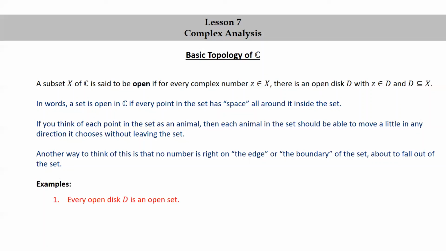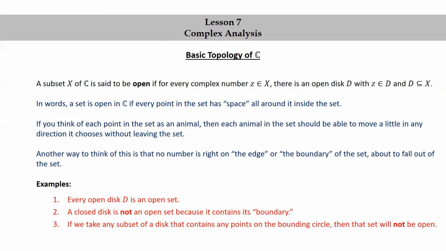Let's look at some examples. Every open disk D is an open set. To see this, simply observe that if Z is in D, then D itself is an open disk with Z in D and D a subset of D. A closed disk is not an open set because it contains its boundary. If we take any subset of a disk that contains any points on the bounding circle, then that set will not be open. The empty set and the set of complex numbers are both open.